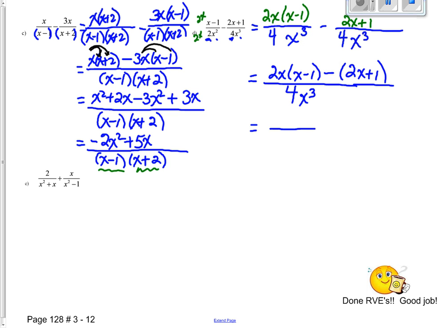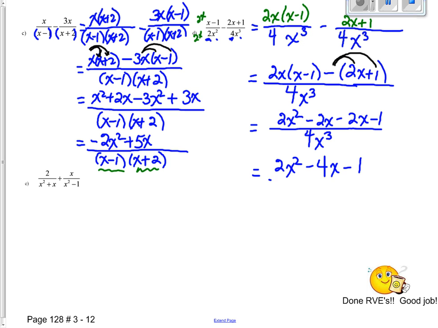Let's tidy up the top. Using the distributive law, I have 2x squared, take away 2x. Be careful. Then I subtract each bit in the bracket. I will end up with negative 2x, negative 1. Last step of tidying is 2x squared minus 4x minus 1 over 4x cubed.